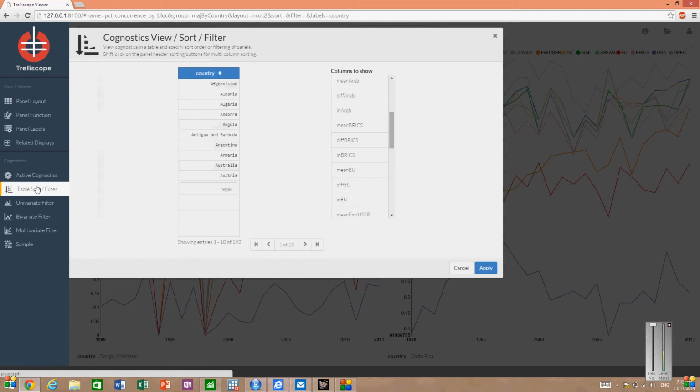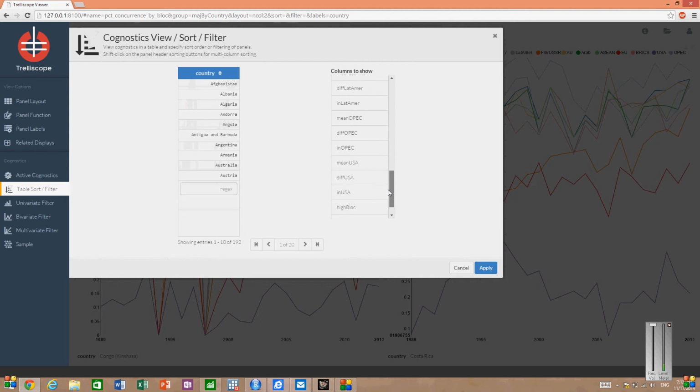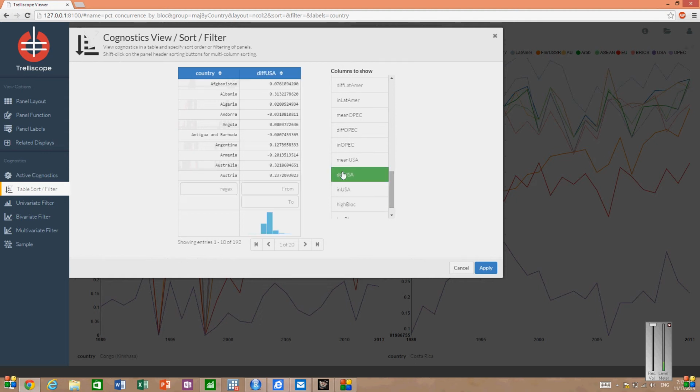Now, having these cognostics, as I mentioned, allows us to sift through the data in interesting ways. So, for instance, if we are interested in seeing which countries have changed the most in the negative direction in voting with the United States, we can select the cognostic diff USA and then sort from most negative to most positive. Now, looking at this, we see an interesting country here, which is South Africa. Not a country that we would expect to be voting considerably less in 2013 with the United States compared to at the beginning of the data set.